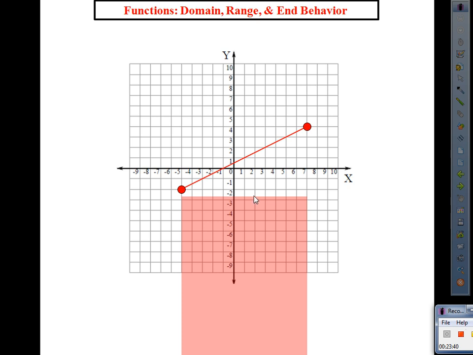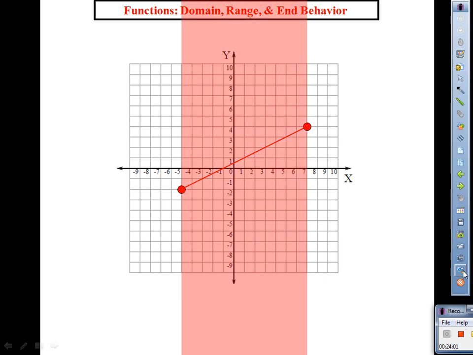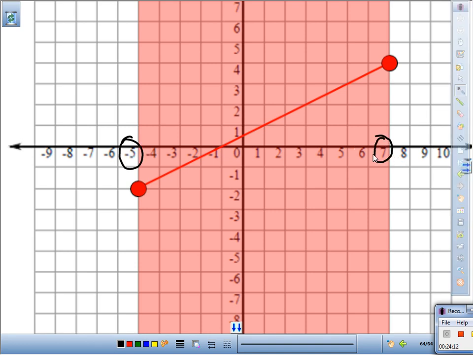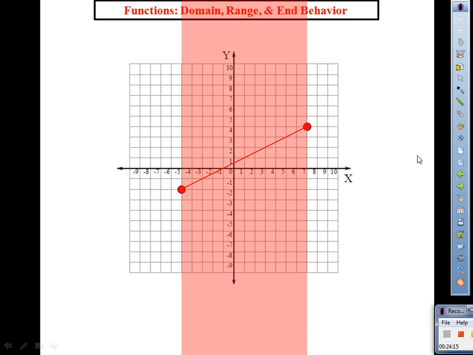So is this shading touching the entire function? Yes. However, I'm not focusing on the function. I'm focusing right now on the x values that are part of that function. So tell your neighbor from what number to what number is the domain of that function. That is correct. It goes from -5 to +7. Are we there? So our focus should be right there.